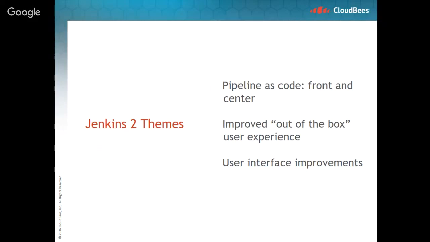The whole Jenkins 2.0 release was based on this pipeline as code. And next is the improved out-of-box user experience. In the first version of Jenkins, if you see the UI, it was very difficult for any user to see what's happening within the code build. Whereas in Jenkins 2.0 with Blue Ocean, the UI itself is very impressive and helps me identify what's happening with my build so easily. So that we're going to see. Next is user interface. Lots of user interface improvements happened in the Jenkins 2.0 version.